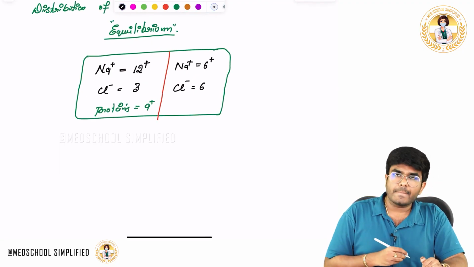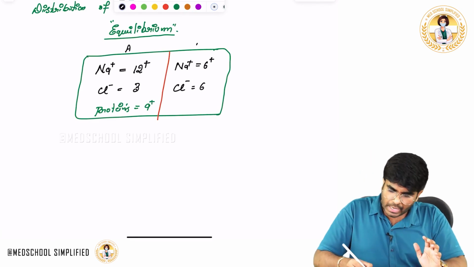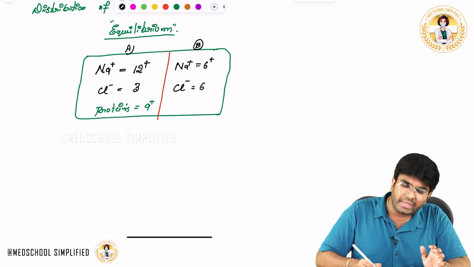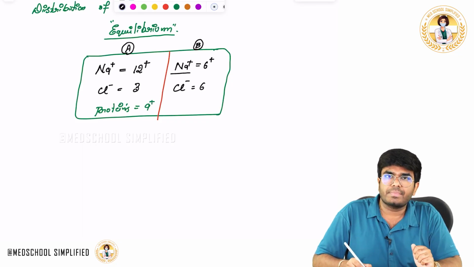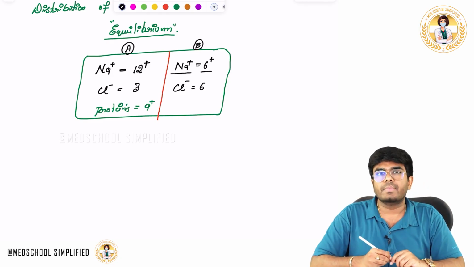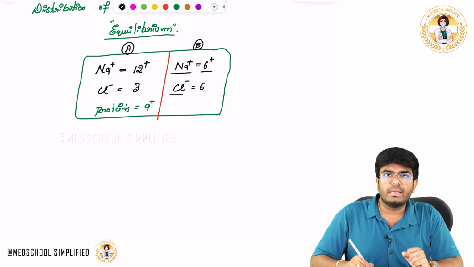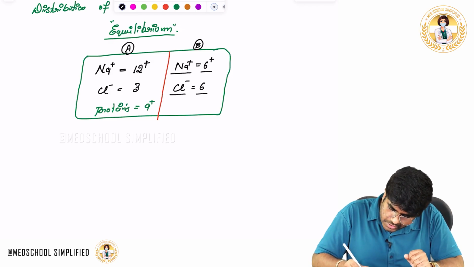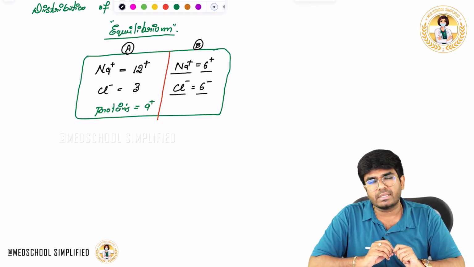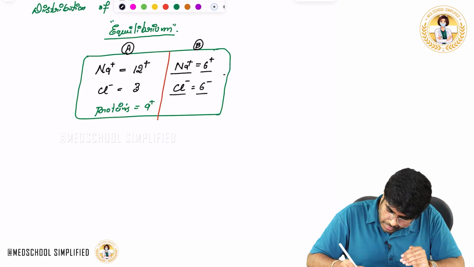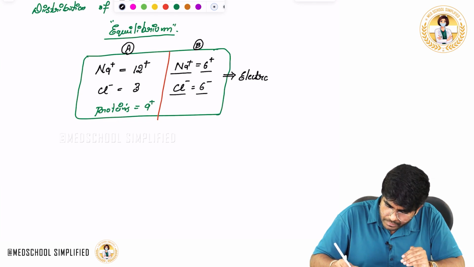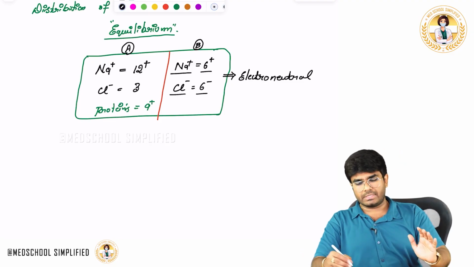Here compartment A is happy and compartment B is also happy. You might think, why are they happy, sir? See, the number of positive charges in compartment B is 6 and the number of negative charges in compartment B is 6. So 6 positive charges and 6 negative charges; the difference is 0. So this compartment B is electroneutral. Electrically it is neutral, 0.